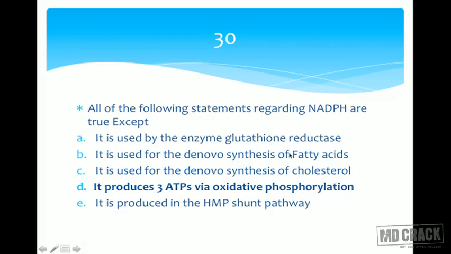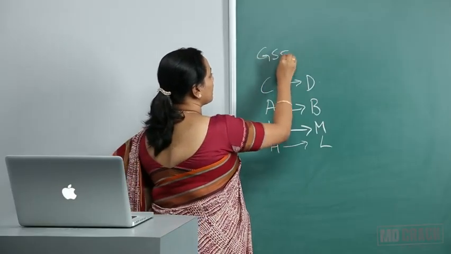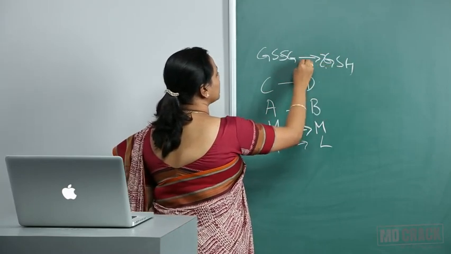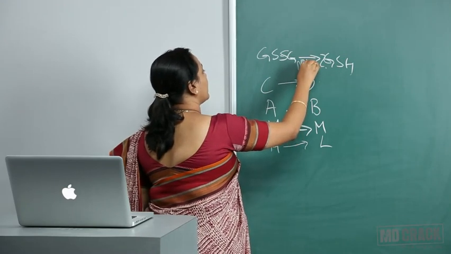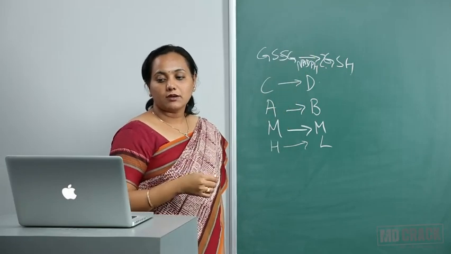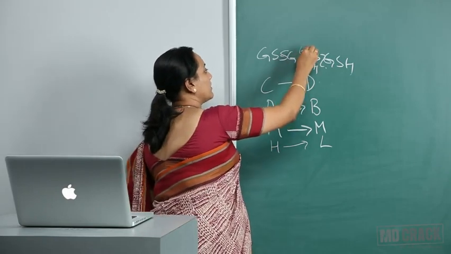So it is used by the enzyme glutathione reductase. Yes, to convert oxidized glutathione, GSSG, to reduced glutathione, GSH. For this conversion, it is glutathione reductase, and NADPH is required. So oxidized glutathione is converted to reduced glutathione, and for this NADPH is required, which comes from the HMP shunt.